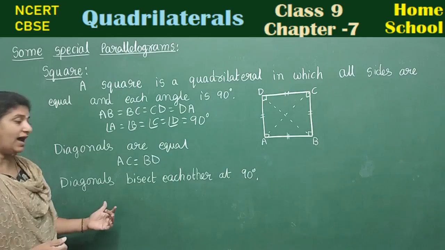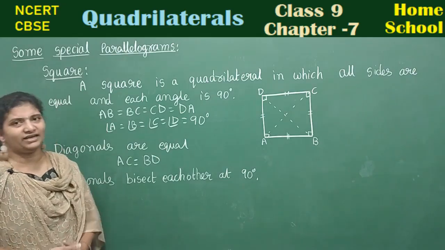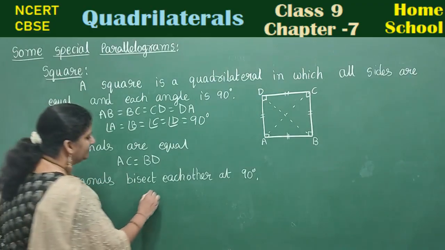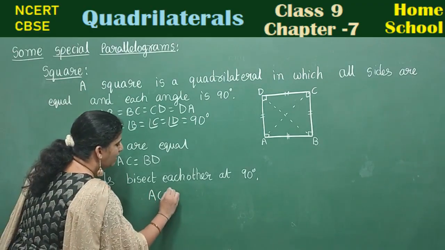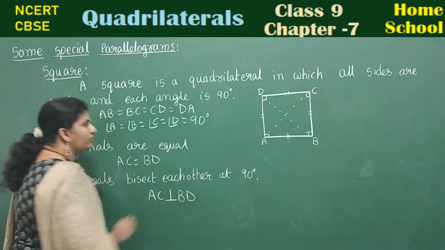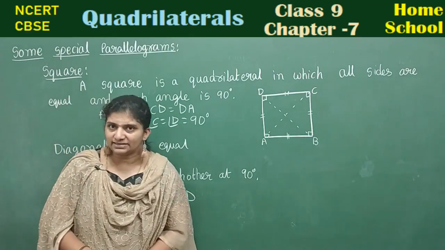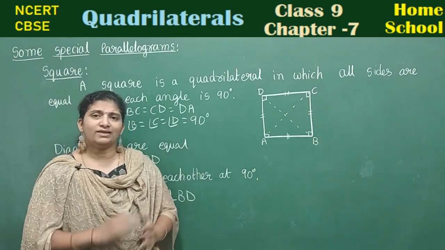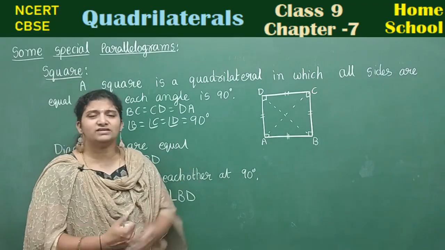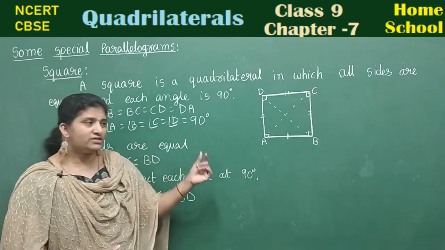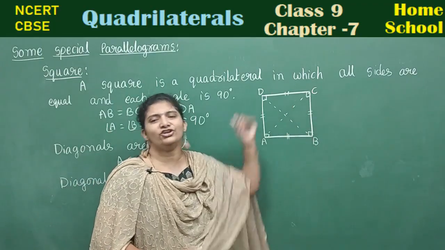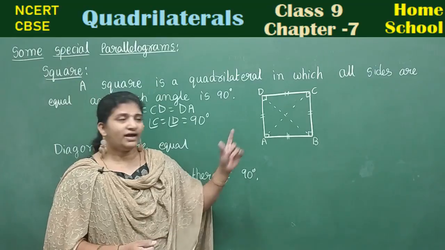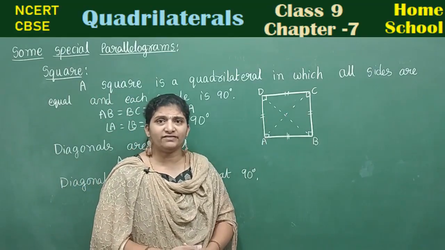And the last property, diagonals bisect each other at 90 degrees. That means diagonals are also perpendicular. AC perpendicular to BD. So one thing you need to understand, it satisfies all the properties of a rhombus. Then what is the difference between a rhombus and a square? In a rhombus, these angles are not perpendicular. All sides are equal in a rhombus, right? Diagonals are perpendicular, we said.